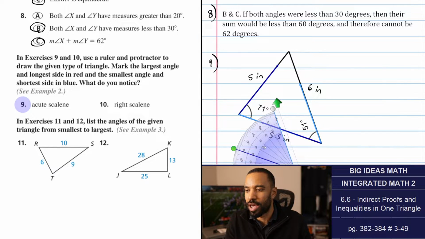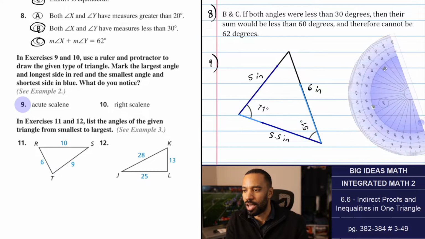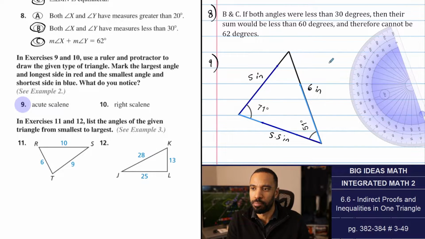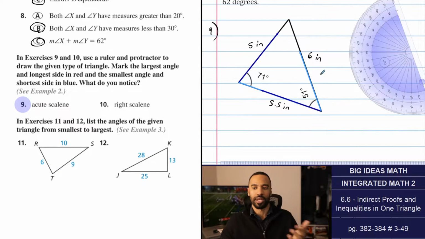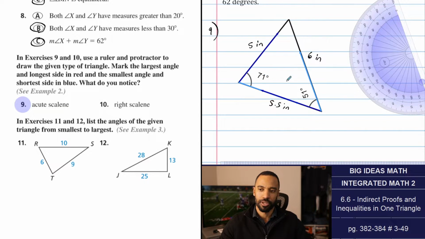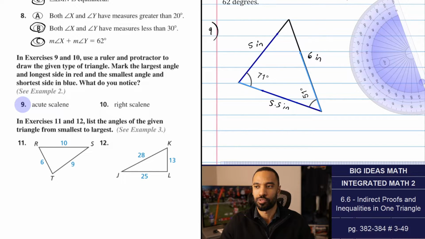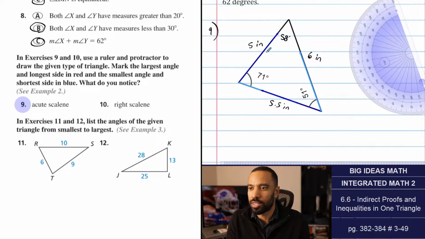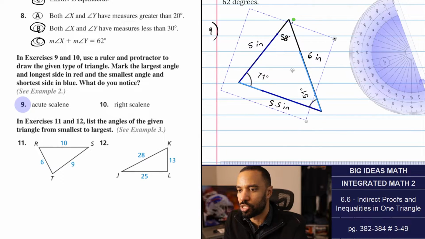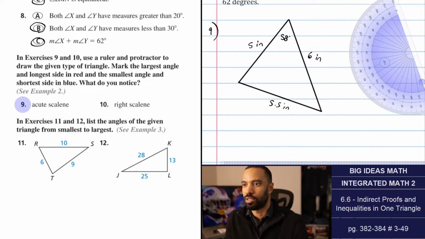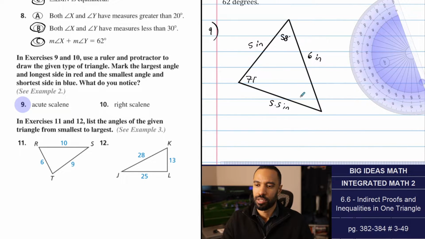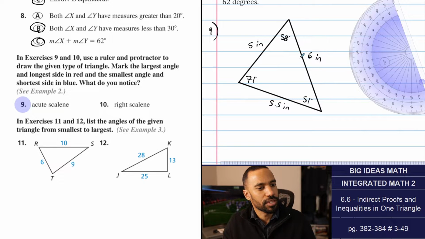Now I'm going to go ahead and just put those two in. I need not measure the third one because they should add to 180. So 71 plus 51 is 122, and 180 minus 122 is 58. So I got a 58 degree angle there. So 71, 51, and 58. Okay, mark things in red and blue. Let me change those and call those 71 degrees and 51 degrees.